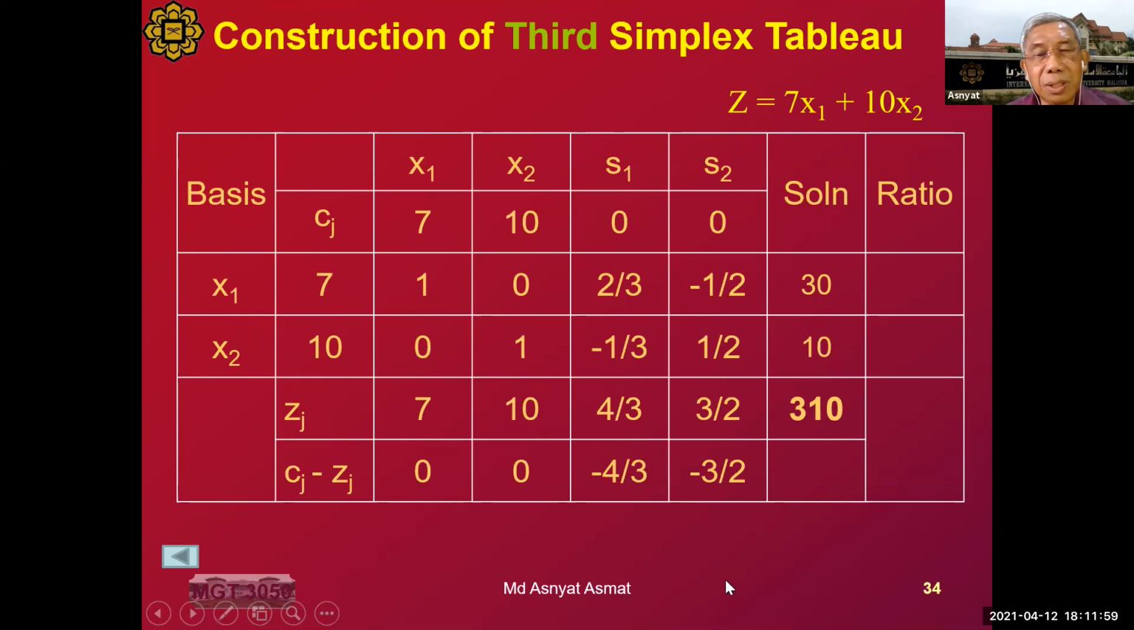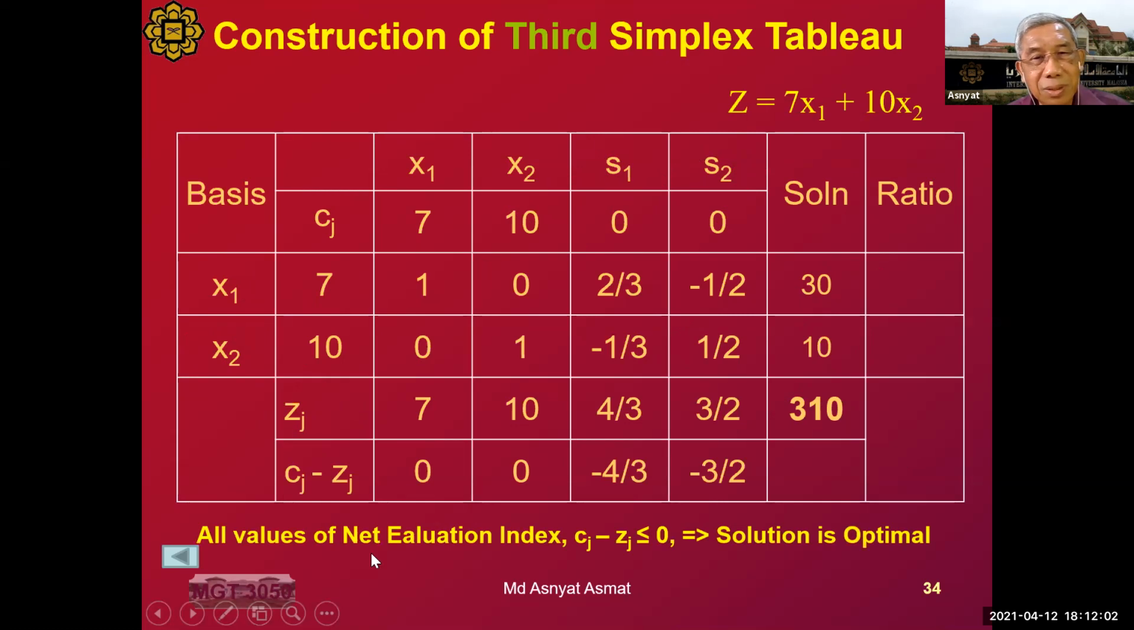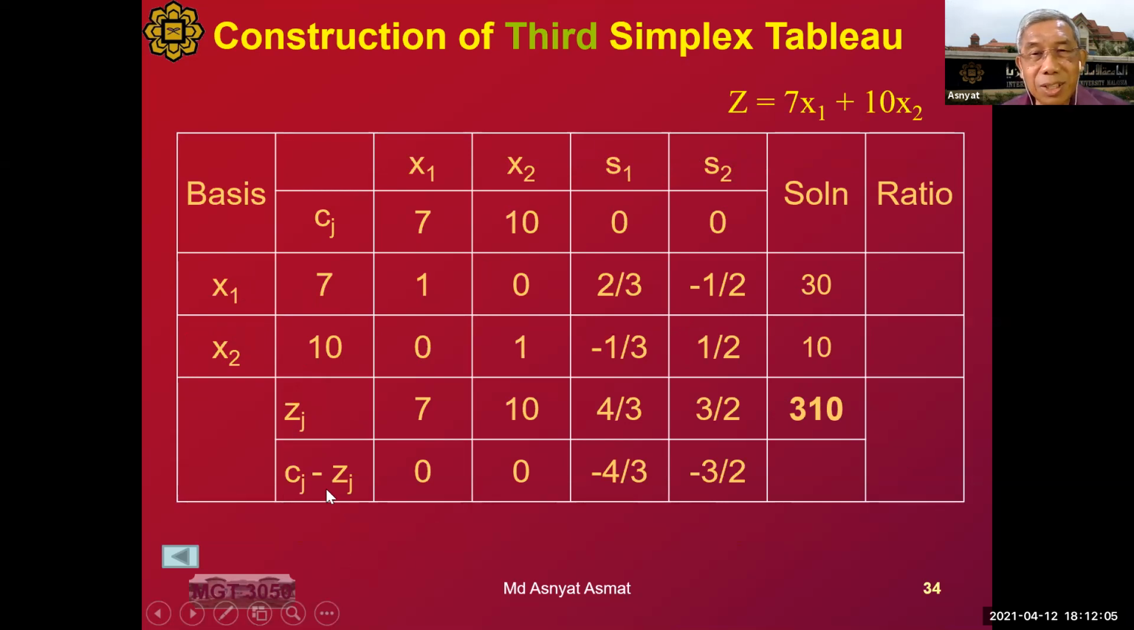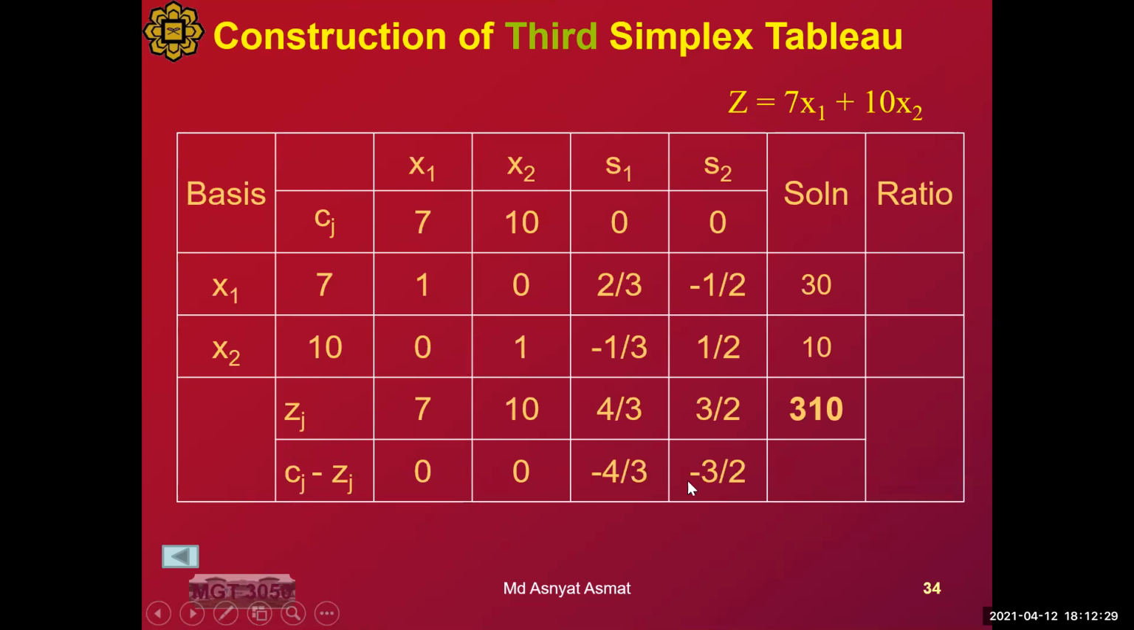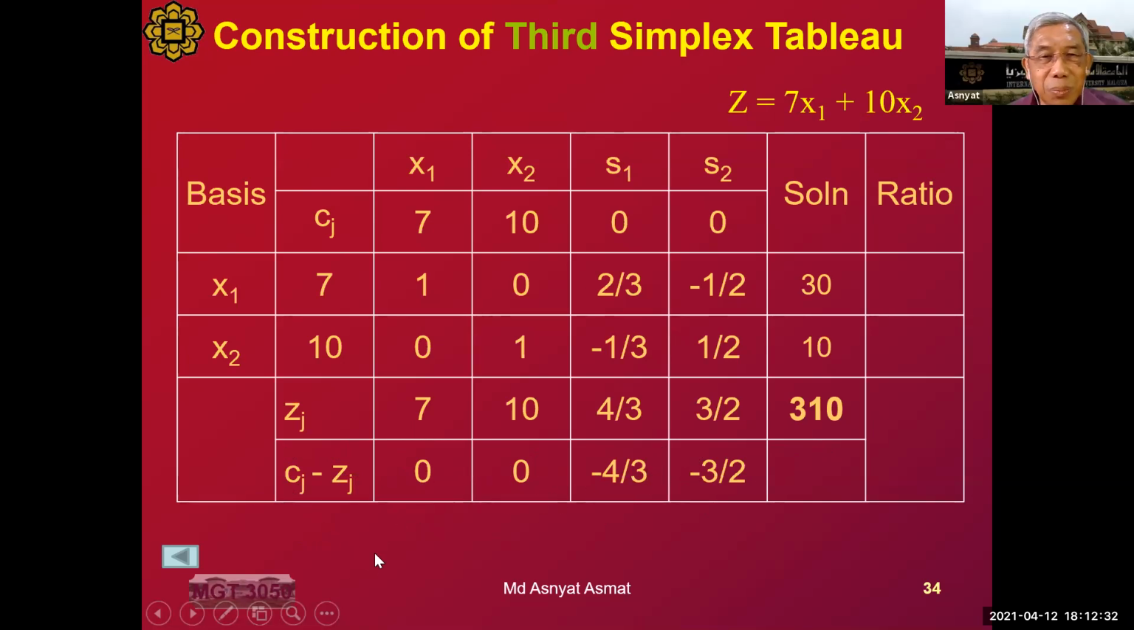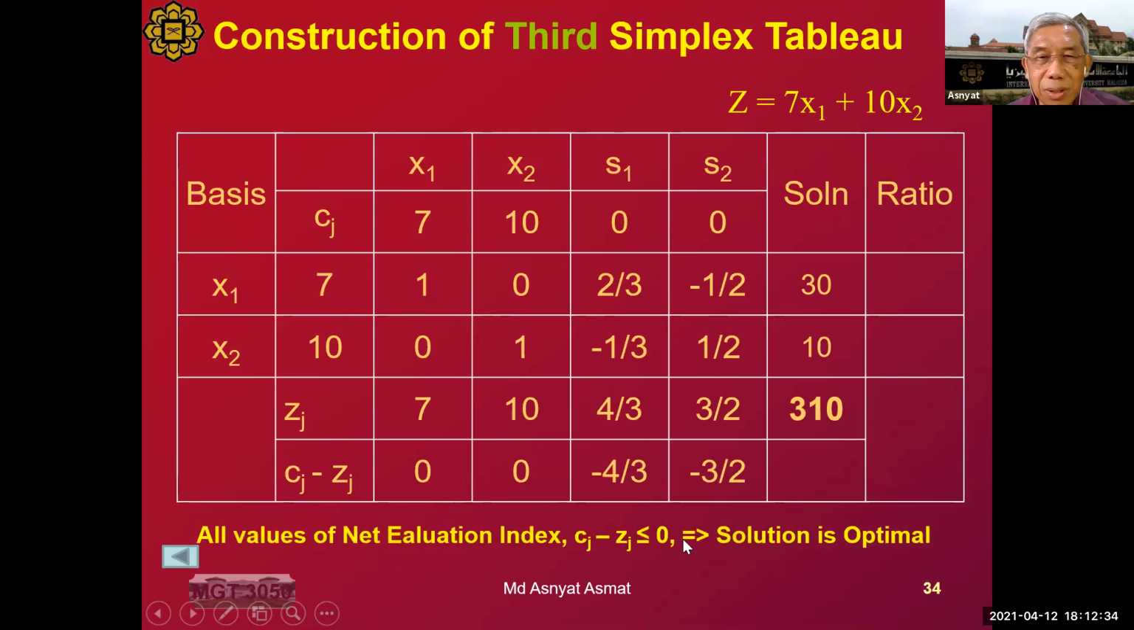So what does it say here in the graphical? Oh, I forgot to ask. In this case, assume we already calculated the net evaluation index: 0, 0, -4/3, -3/2. Is the solution optimal or not? Yes. How do you know? All are 0 and negative, less than or equal to 0. That means the net evaluation indices are less than or equal to 0. So the solution is optimal.